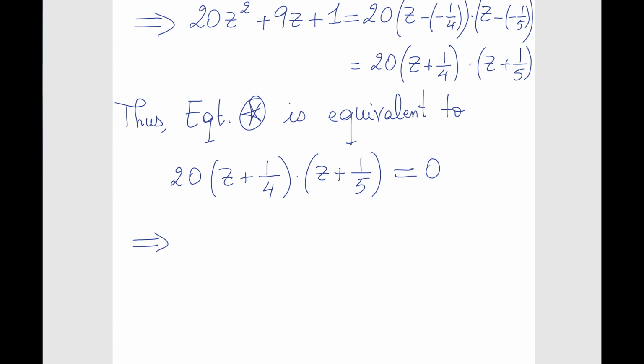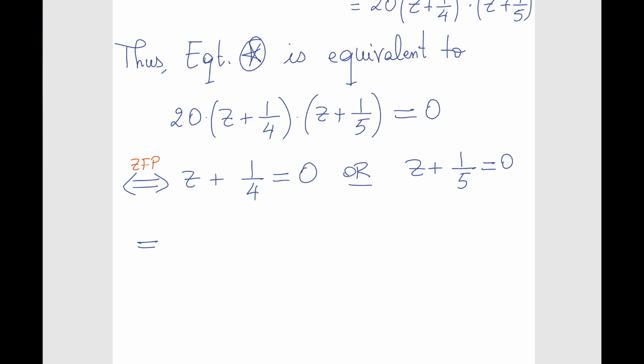By the zero factor property, what can we say? One of the factors should be 0, but it's not the pure constant 20, right? It's not the 20 that's making the product 0. It's either the z plus 1 over 4 that's 0, making the product 0, or the z plus 1 over 5 is the 0 making the product 0, which means z is negative 1 over 4, or z is negative 1 over 5, right?